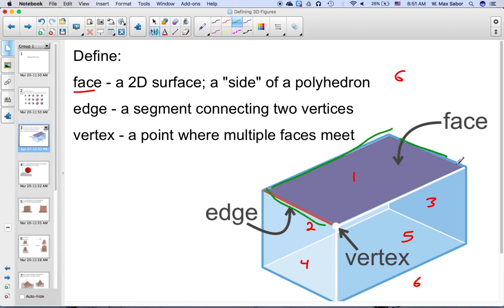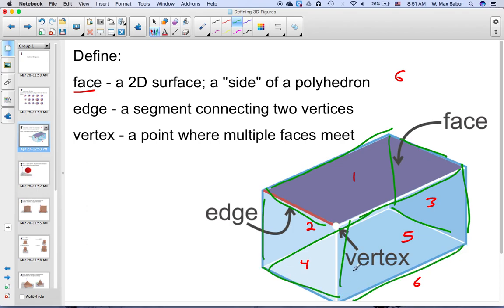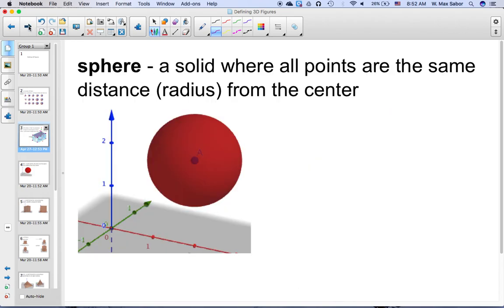1, 2, 3, 4 on the top. 1, 2, 3, 4 connecting the top to the bottom, and 1, 2, 3, 4 on the bottom, so a total of 12 edges. And vertices, there's 4 vertices on the top, and there are 4 vertices on the bottom, for a total of 8 vertices.